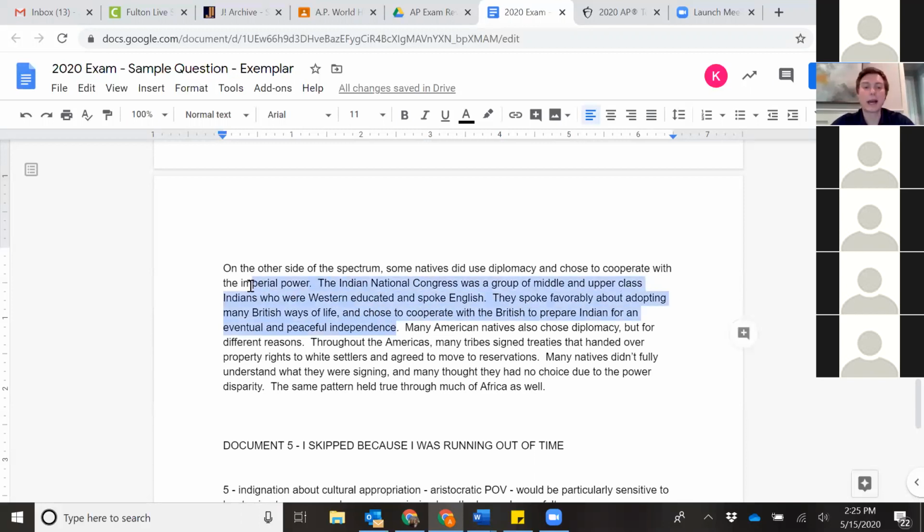So that was my strategy: to think of another violent example and another peaceful example. You could have thought of a completely different one that was neither of those.